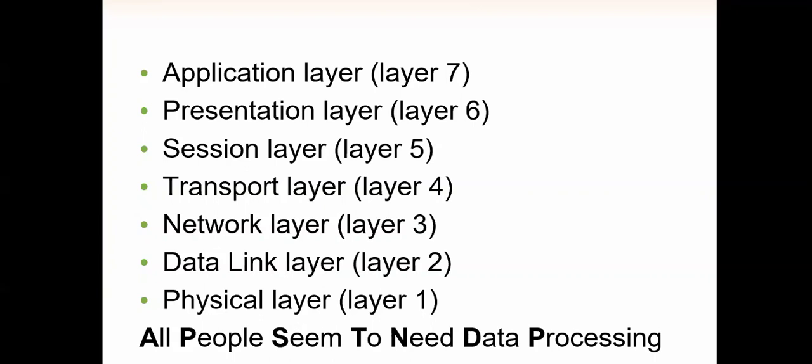Then we have the data link layer. This data link layer, what does it do? The data link layer will combine data packets into bytes. And the bytes will be combined to form what you call frames. Data link layer, what is its function?